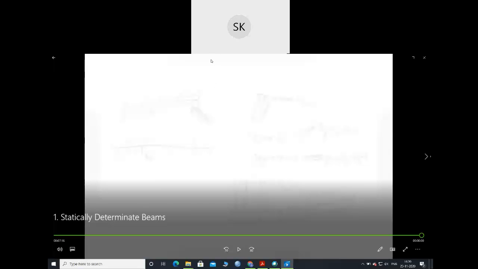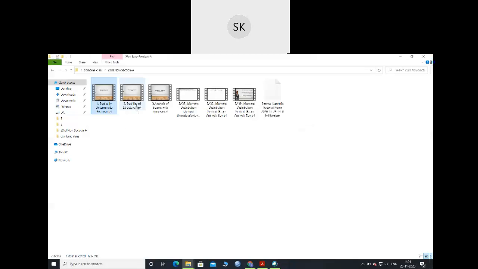So hope this part is clear. Any confusion from this part? You can type in the chat box any confusion in this part. Okay, let's move to the another part.